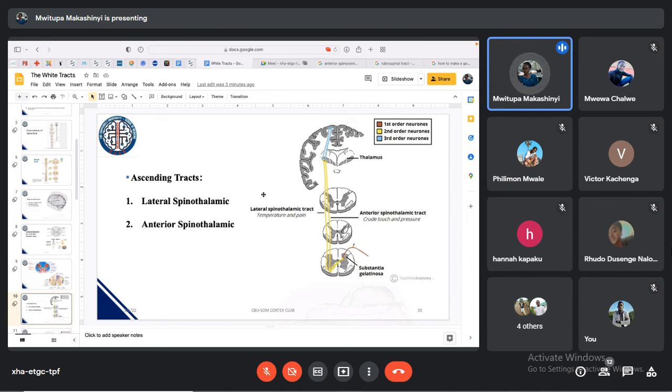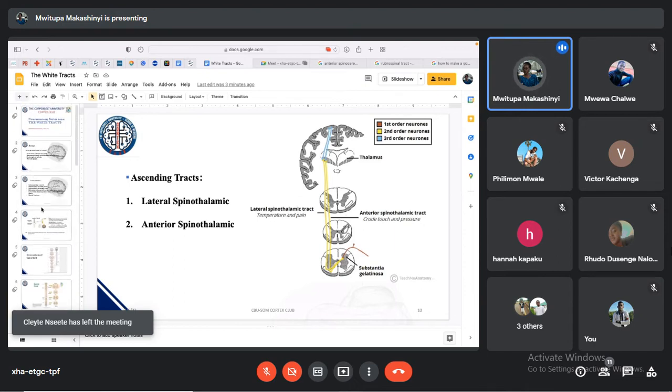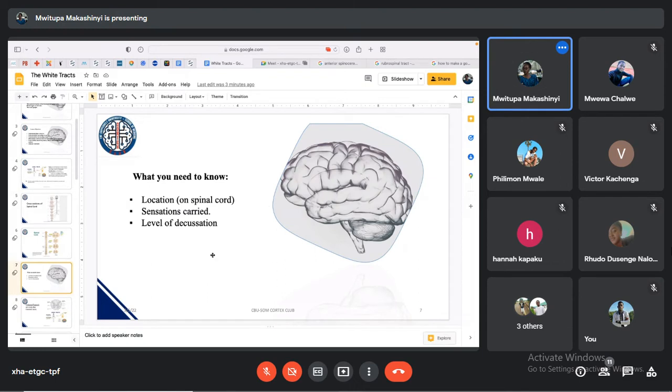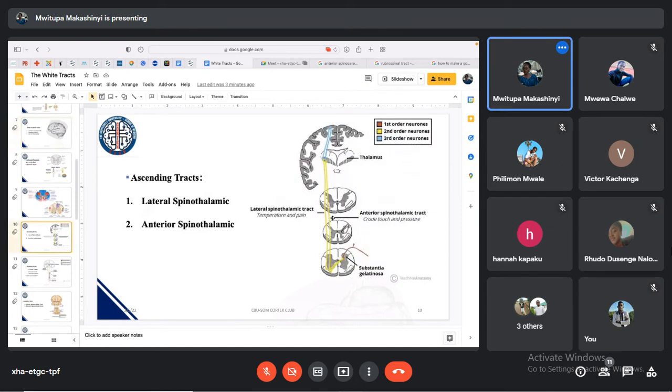Then we also said the position on the spinal cord. So as you can see, lateral spinothalamic is from the lateral column, and then the anterior spinothalamic is from the anterior. So the third thing that we said you need to know about each tract was the level of the decussation. So here, they decussate in the substantia gelatinosa.